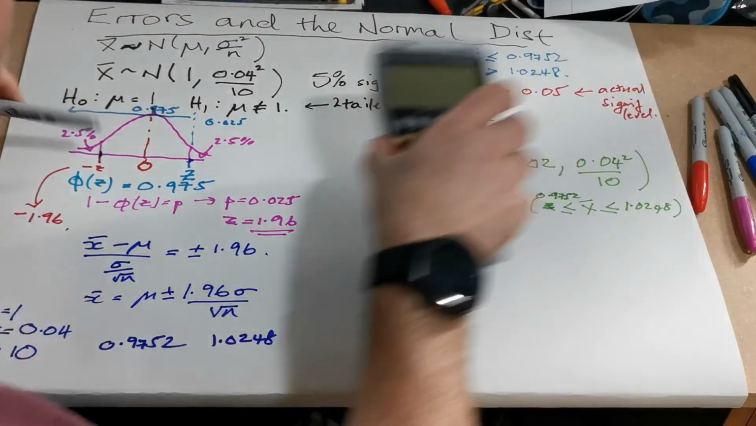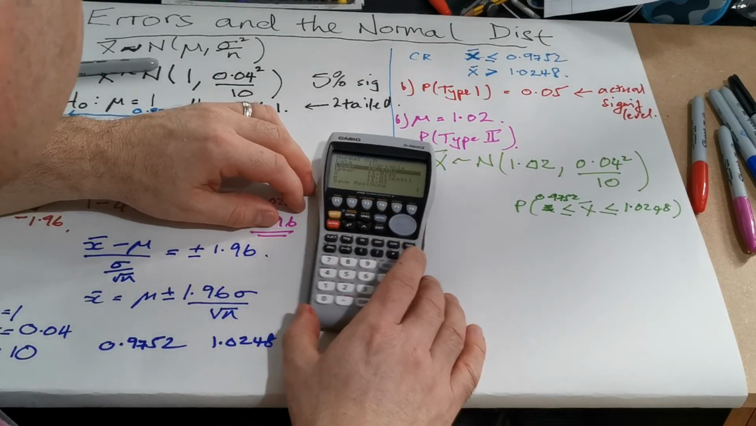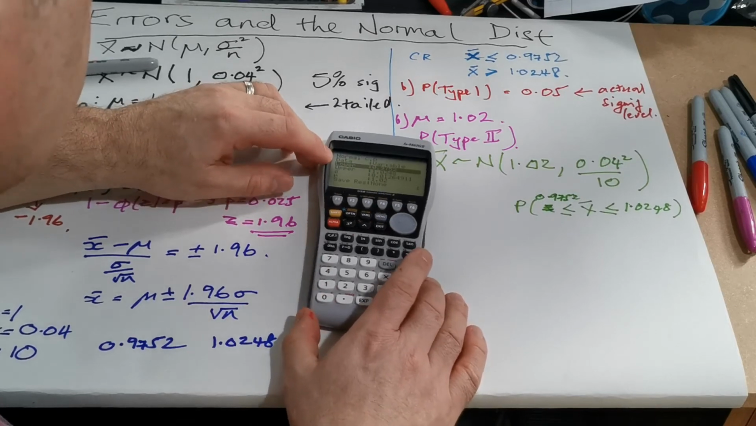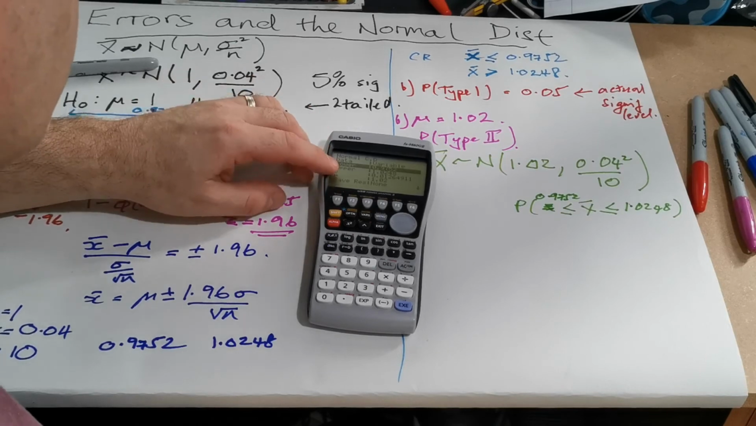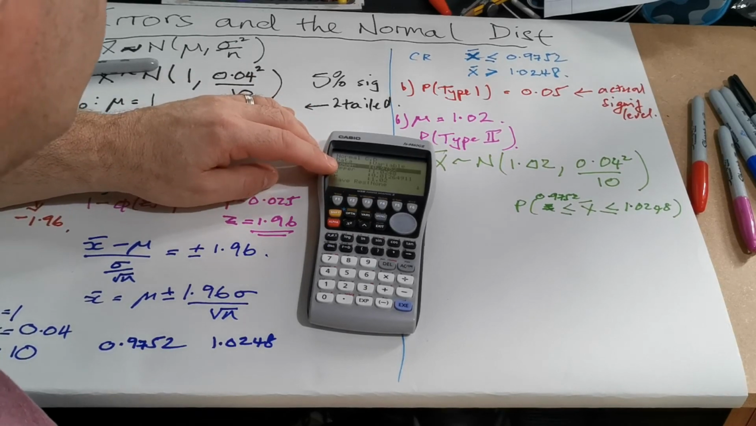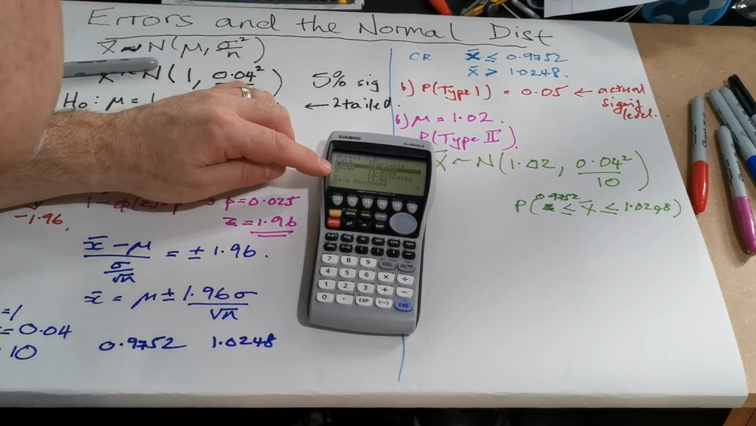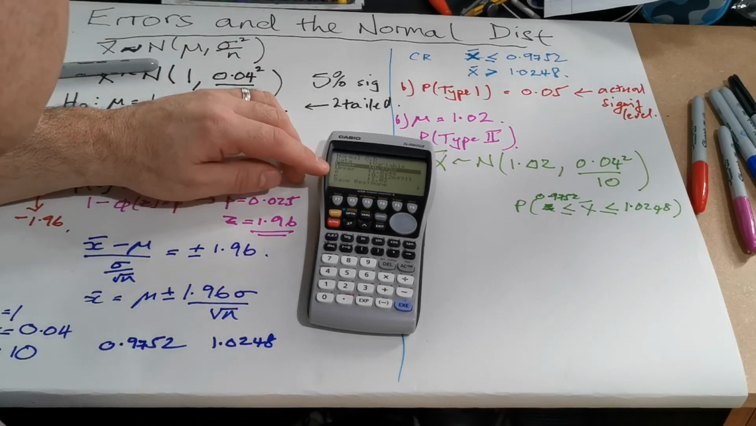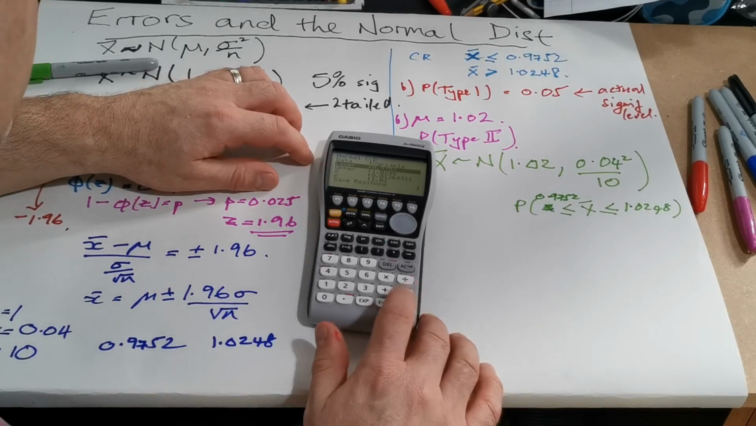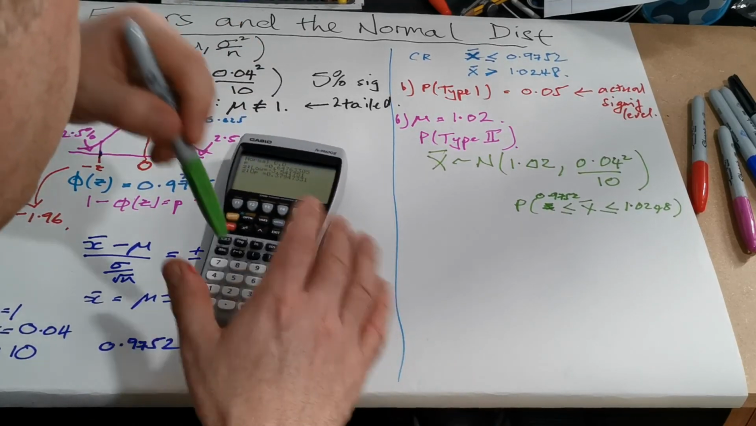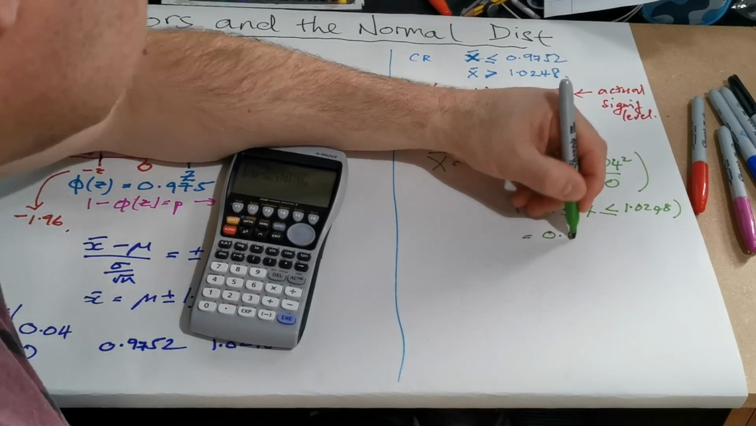So I'm going to look at my graphical calculator, and for my lower bound on my normal cumulative function, I'm going to put in 0.9752. For my upper boundary, I'm going to put in 1.0248. My sigma is going to be 0.04 divided by root 10, and my mu is going to be 1.02. And when I calculate that, I get that my answer is 0.6476.